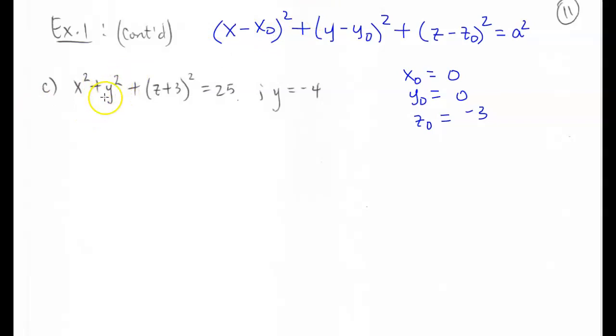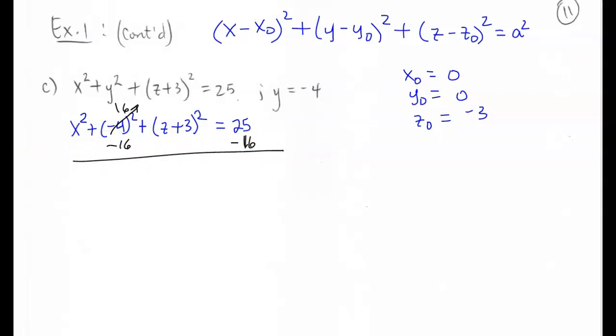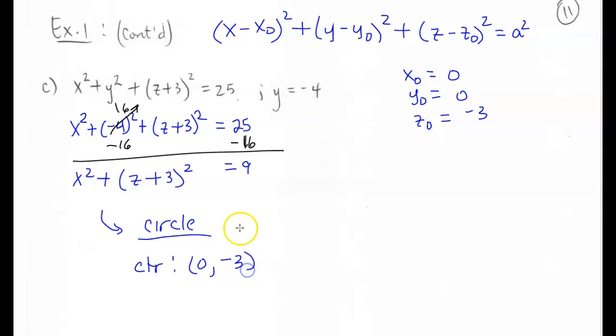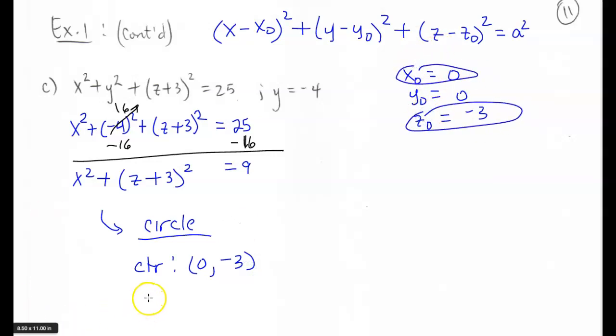So here, if I let y equal negative 4, I have this situation here. That's 25. Of course, negative 4 squared is a positive 16. And if I subtract 16 from both sides here, then what I'm going to end up with on the right-hand side of this equation is just going to be a 9. On the left-hand side, I'll have this situation here. And thus, now what this looks like is a circle. But that circle is going to have a center of 0, negative 3. In other words, we take the x and the z coordinates here. And the radius of that circle now is going to be the square root of 9, which is 3.